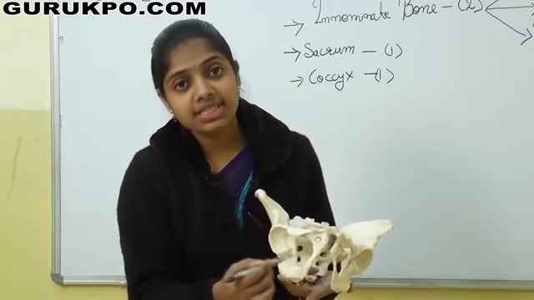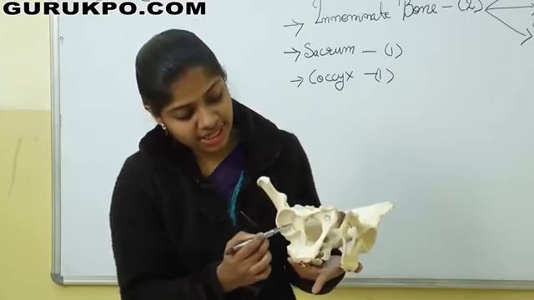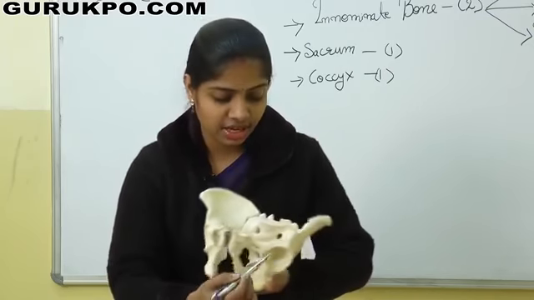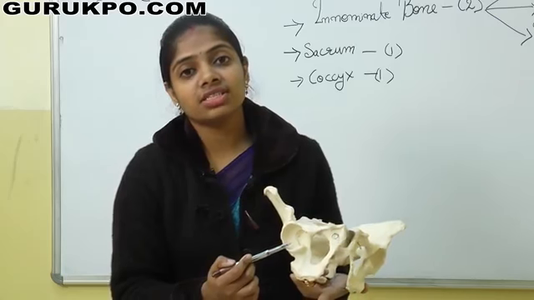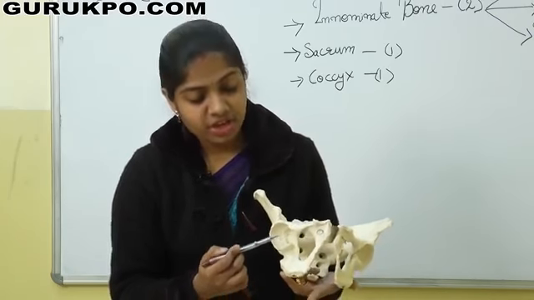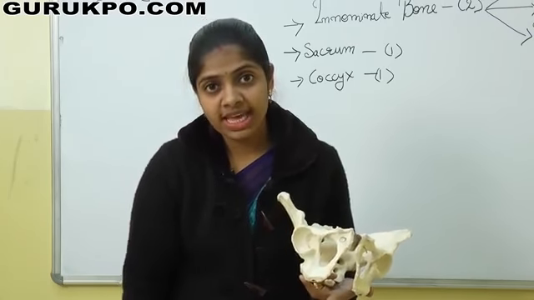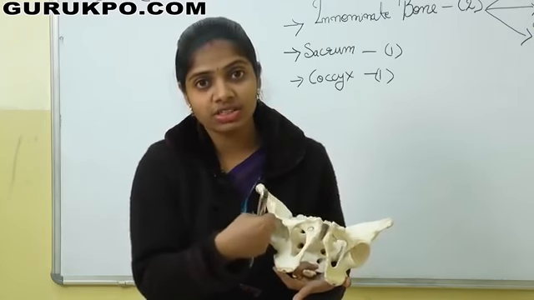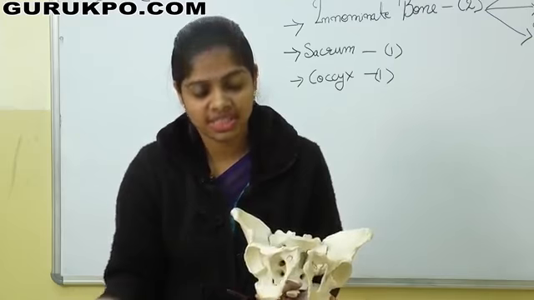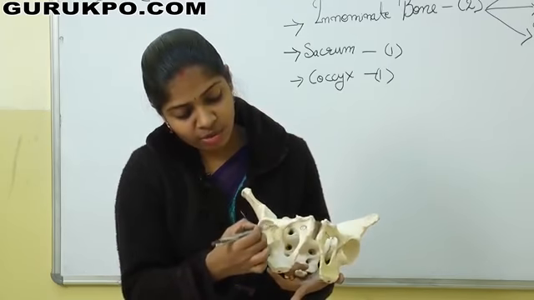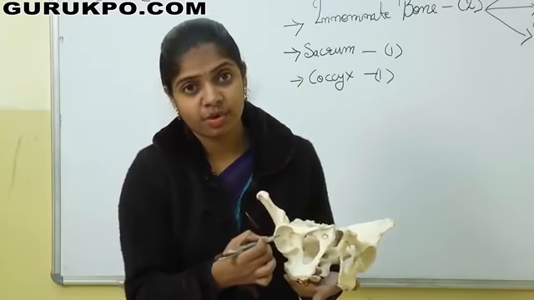Then there is also a cup-like structure present in the ischium. See, this is the cup-like structure, which is known as the acetabulum. Usually our femoral bone's head fits on this acetabulum, which helps us to move, run or sit. So the head of the femur fits on this acetabulum.